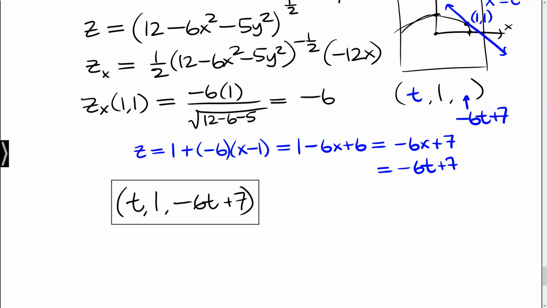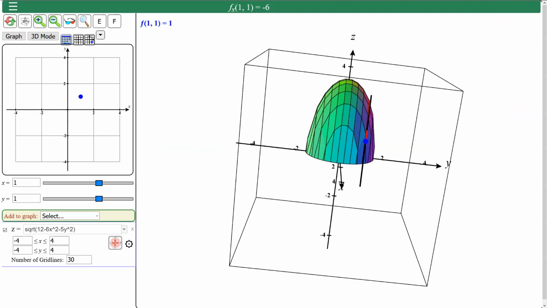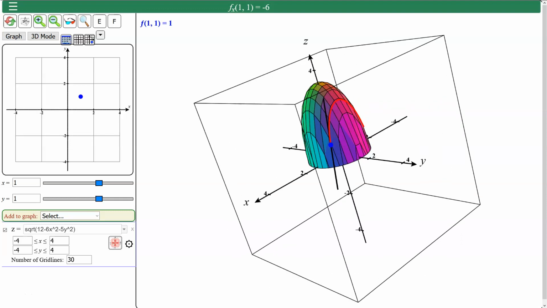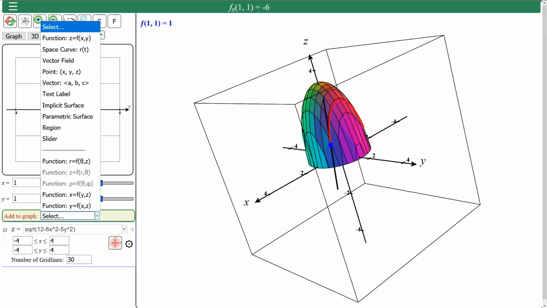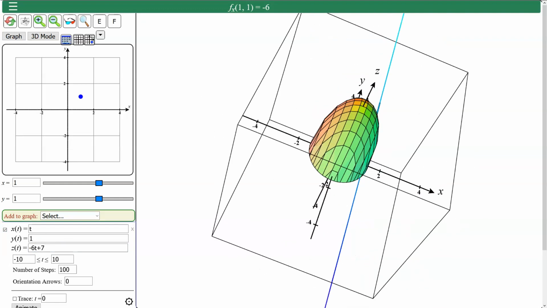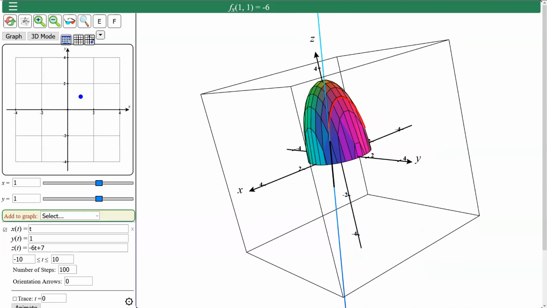And in fact, I should be able to go back to the graph, and if I do this as a space curve, you should see that it matches exactly the tangent line. So let's go ahead and do that. Okay, so this black line there should be the t, 1, minus 6t plus 7. So let's graph it, and it should match exactly with that black line. We're going to add a space curve r(t), which is going to be (t, 1, minus 6t plus 7). Oh, and look, it's exactly the same. It matches up right with the tangent line there.